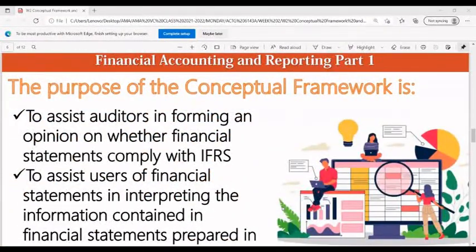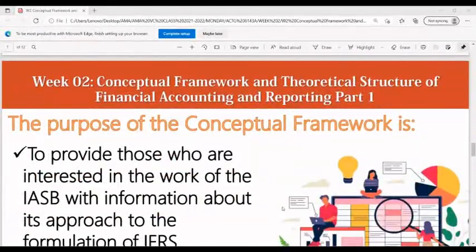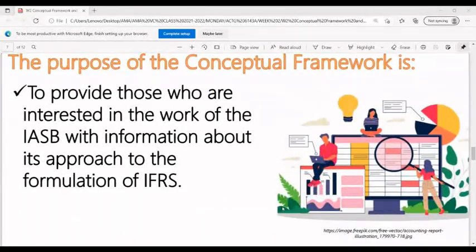Also, the purpose of the conceptual framework is to assist auditors in forming an opinion on whether financial statements comply with IFRS, to assist users of financial statements in interpreting the information contained in financial statements prepared in compliance with IFRS, and to provide those who are interested in the work of the IASB with information about its approach to the formulation of IFRS.